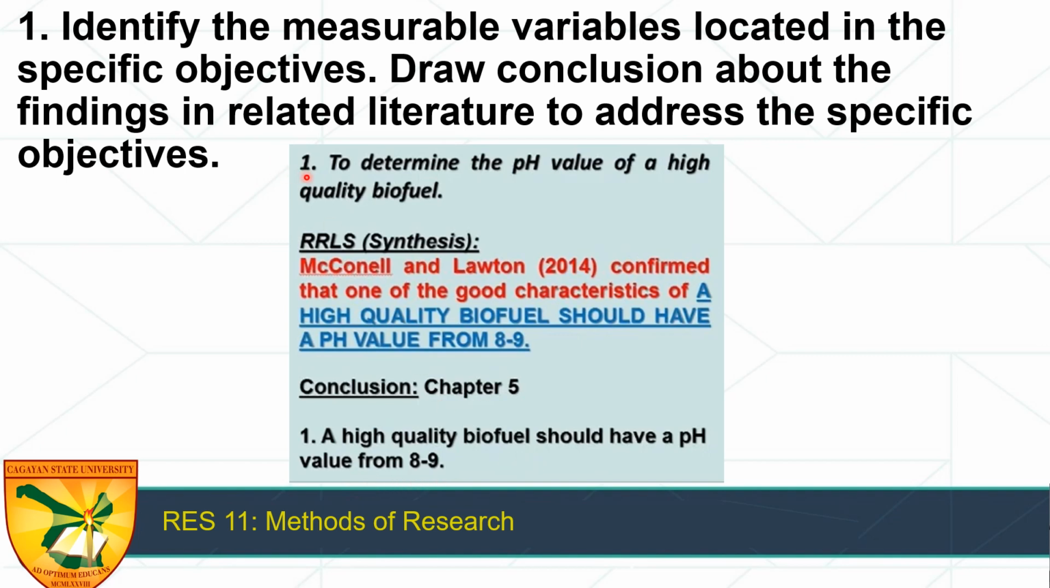Look at the specific objective. It is in line or parallel with your specific objective to determine the pH value of a high-quality biofuel. So this research literature from your RRL is very useful when you go to your results and discussion and to your conclusion.